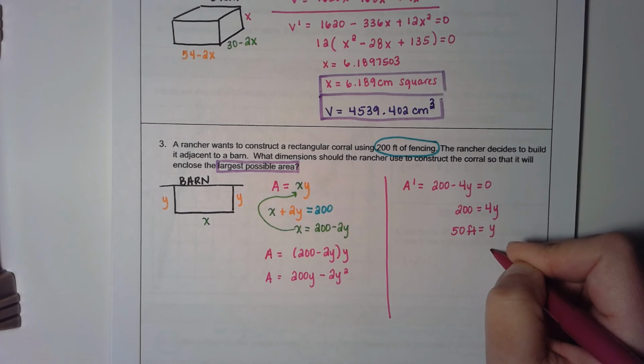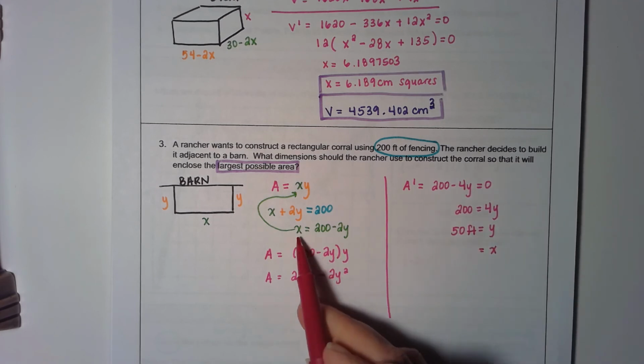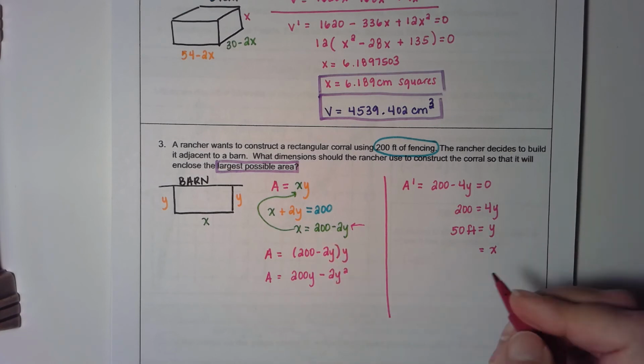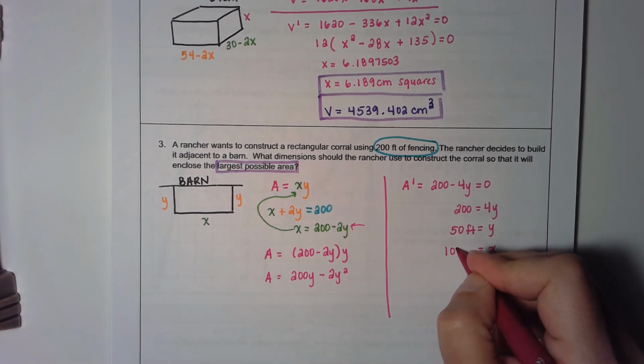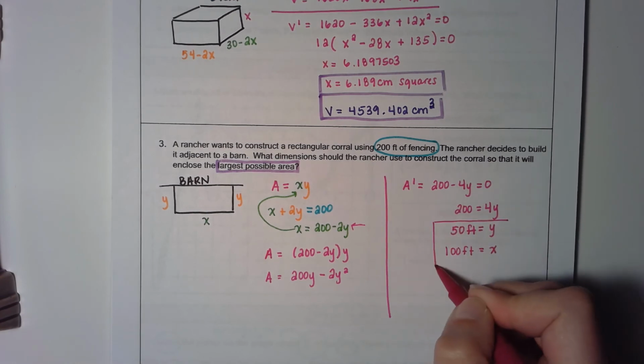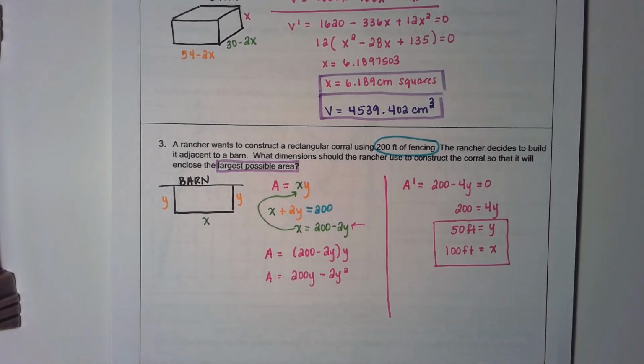Now that means that we can find x by just substituting back into this equation right here. So 200 minus 2 times 50 is 100, gives me that x should be 100 feet. And if we use the dimensions where x is 100 and y is 50, we're going to get the largest area possible.